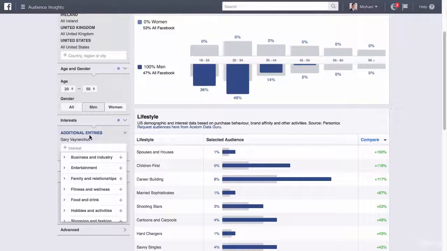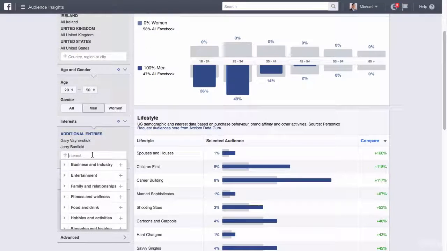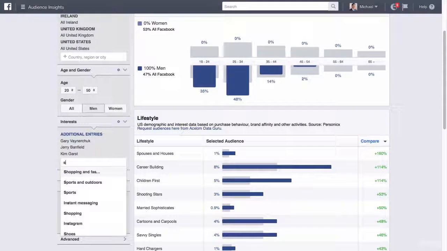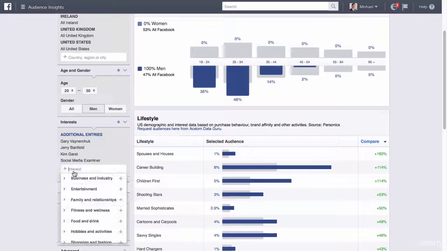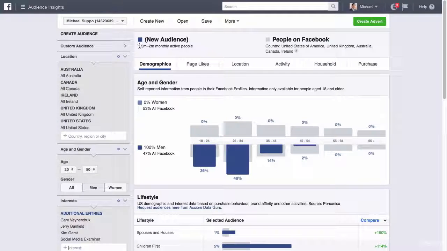So there he is. He's there as an actual interest. Let's look at some more. Let's look at Jerry Banfield. Let's also look at Kim Gast, because she also does Facebook ads. Let's look at Social Media Examiner, which is quite a popular blog for people in the whole social media game. And now we've whittled it down to 1.5 to 2 million.